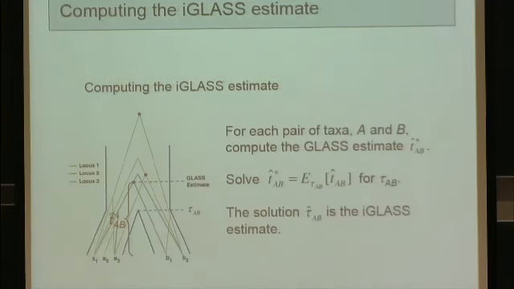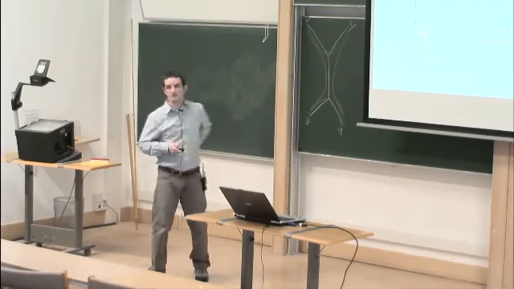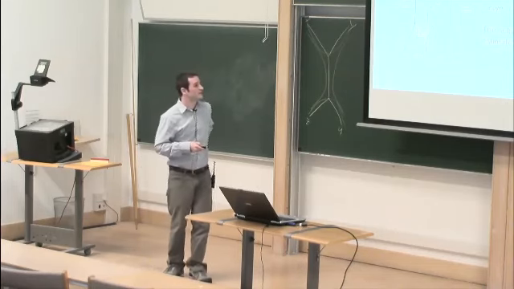So, to summarize, computing the eyeglass correction: we first compute the observed glass estimate. We then find the divergence time for which the observed value is equal to the expected value, and the solution is what we're taking to be the eyeglass estimate.